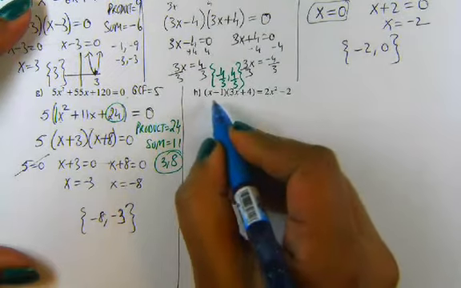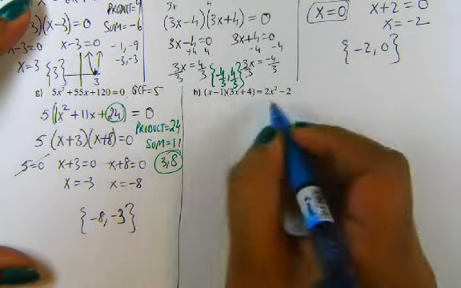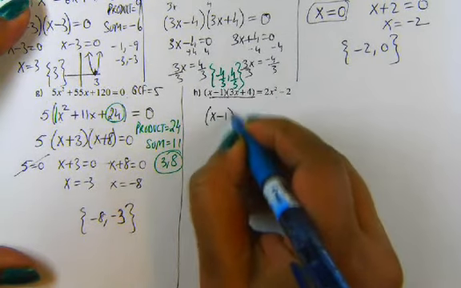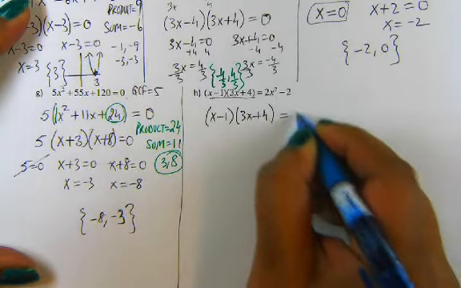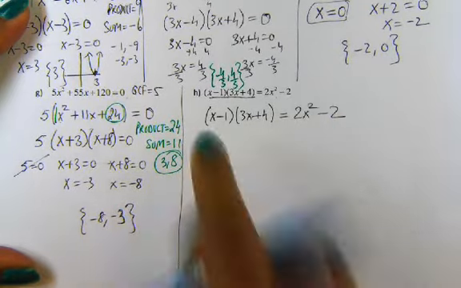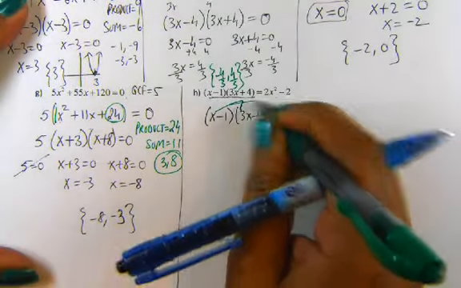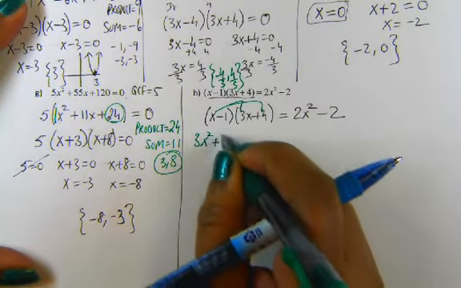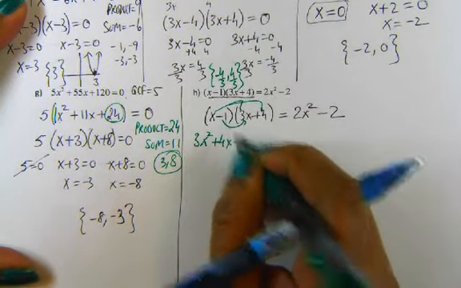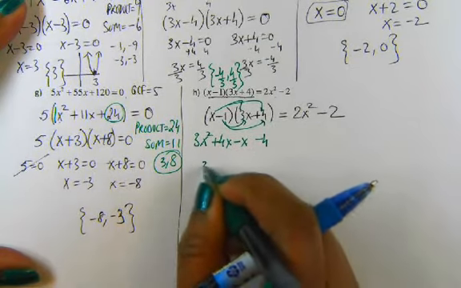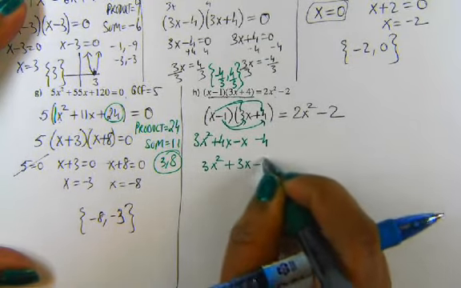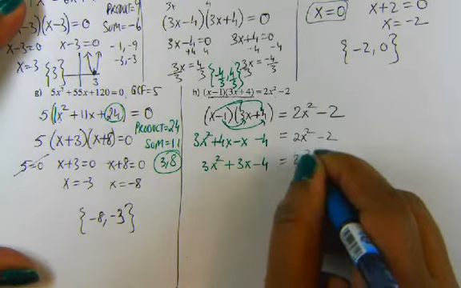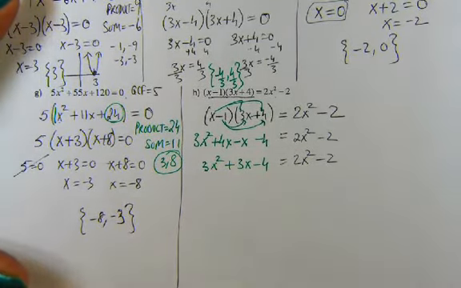On this one we need to FOIL it out first, because though it's given in factored form, it's not equal to 0. So x minus 1 times 3x plus 4 is not equal to 0. If it is not 0, we need to FOIL it out. So we get 3x squared plus 4x minus 3x minus 4, and that gives you 3x squared plus x minus 4. So once we are able to simplify, now the next job is that we want a 0 on this side.